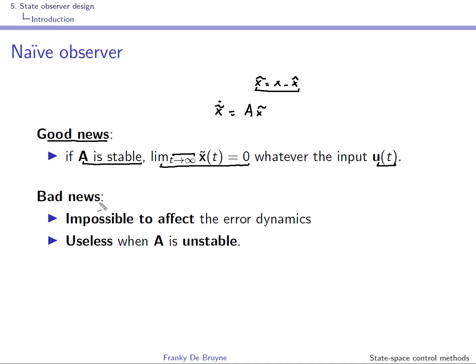Well, the bad news is, as you can see, it's impossible to affect the error dynamics. Okay, so the system might be stable, but it might be slow. So it is not possible with this naive observer to make sure that the error goes to 0 faster than you would have with the original system. Well, even worse news is that, of course, what could happen is that the system is unstable, and then, of course, it's impossible to use this naive observer.